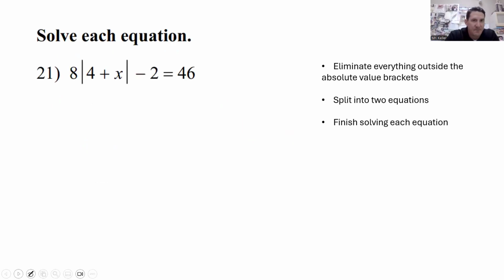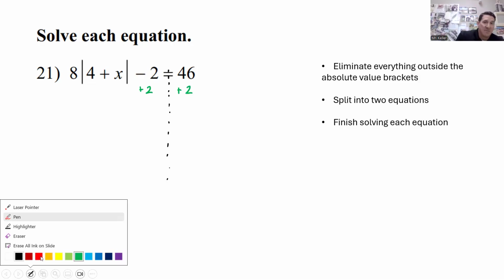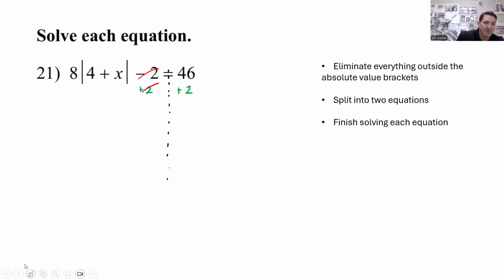Moving on. So here, this will be the last one that I'll do. Here we need to eliminate everything outside the brackets before we separate our two equations. So we have a times 8 and a minus 2 outside the brackets. I'm going to take care of those things first. My first step is going to be adding 2 to both sides. Minus 2 plus 2 cancels out, so you're left with 8 times the absolute value of 4 plus x is equal to 48.